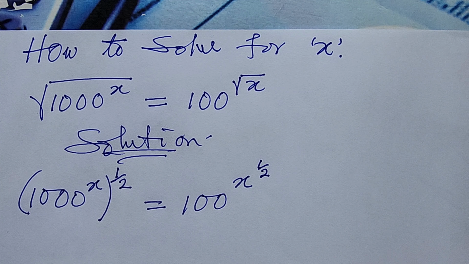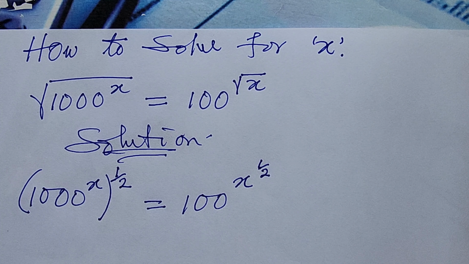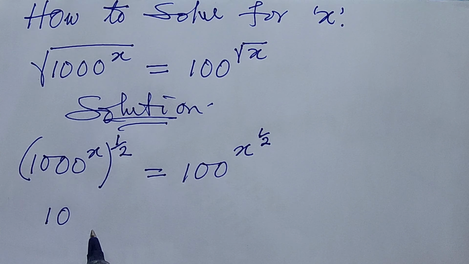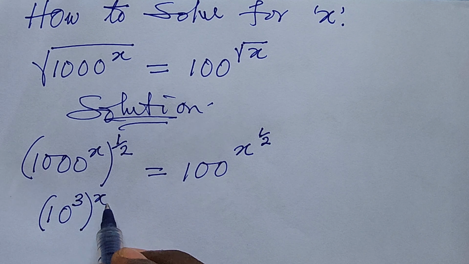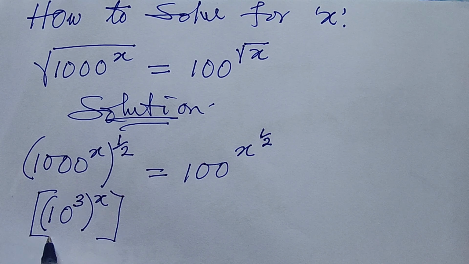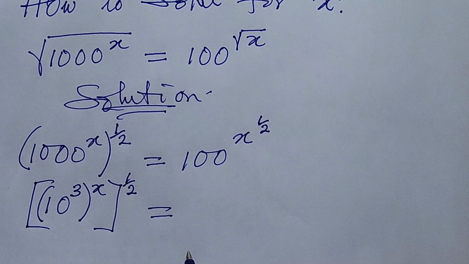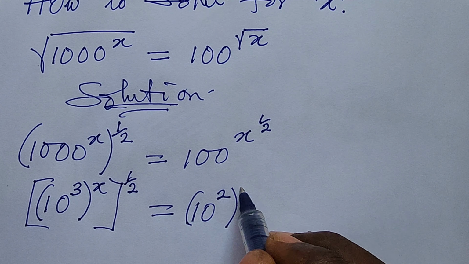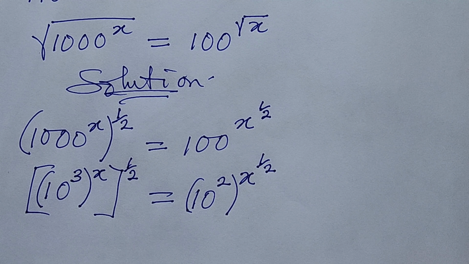Now the next thing we do here, you discover that 1000 can be written in base 10 and 100 can also be written in base 10. So let's go ahead and express both in base 10. This will give us 10 to the power of 3 in brackets, to the power of x in a square bracket, all raised to 1 over 2. This is equal to 10 to the power of 2 in brackets, all raised to the power of x, to the power of 1 over 2. This is easy, right?